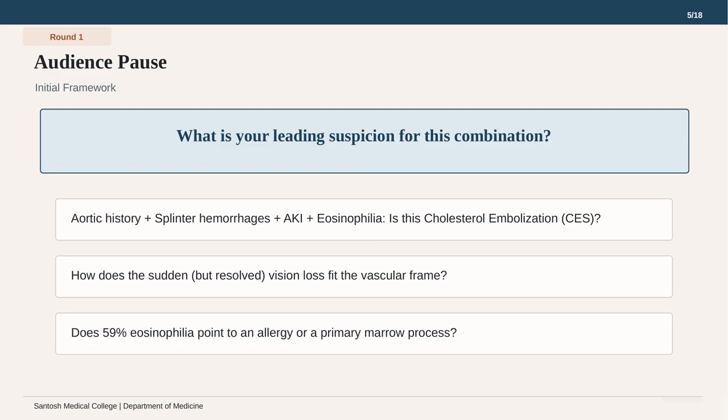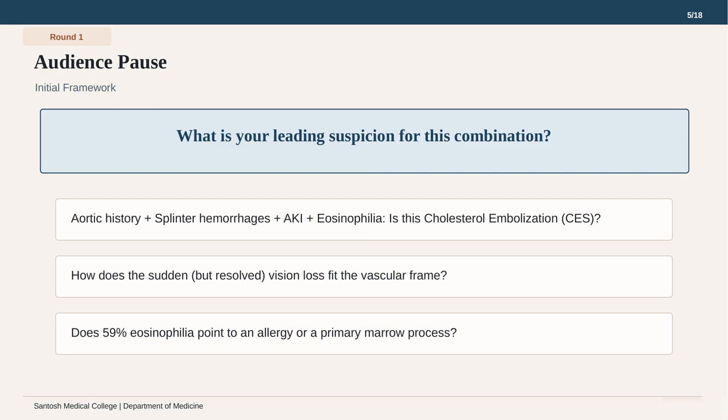Notice the large question across the top of the screen, asking for your leading suspicion. We have 3 distinct prompts to guide your thinking. First, consider the combination of an aortic history, splinter hemorrhages, acute kidney injury, and eosinophilia. Does this specific cluster point toward cholesterol embolization syndrome?